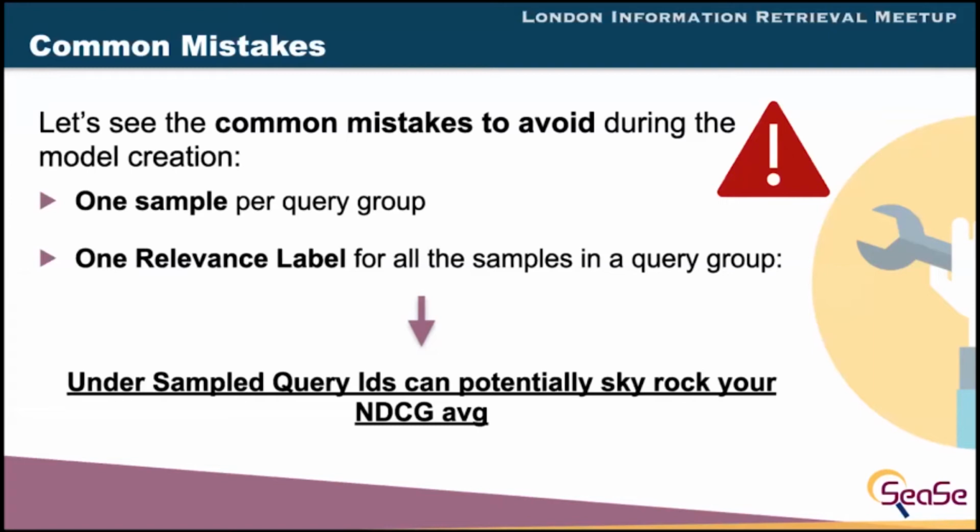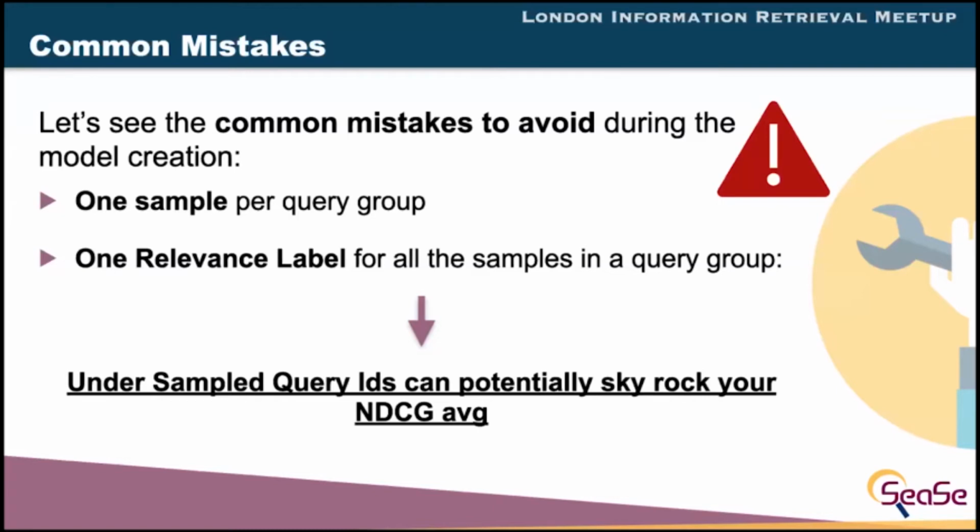One condition is one sample per query group. So for example, in our case, if we have just one song for the query Spain, in this case the NDCG will be 1, so it will be perfect. And independently of the model, the average will increase in a misleading way. So it's better to remove this query.